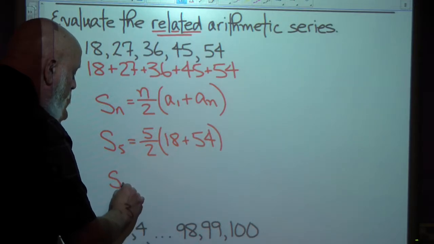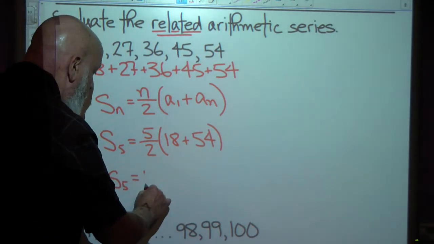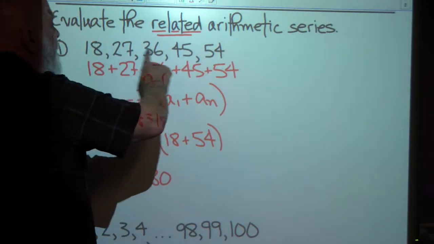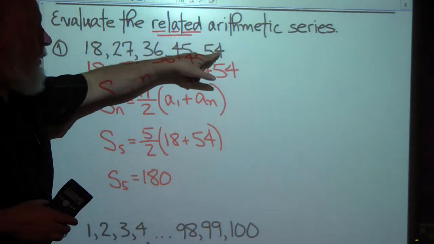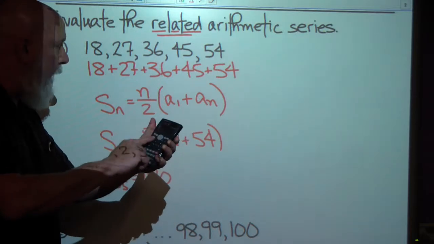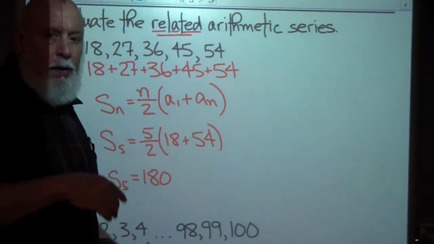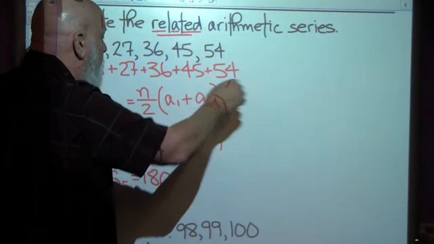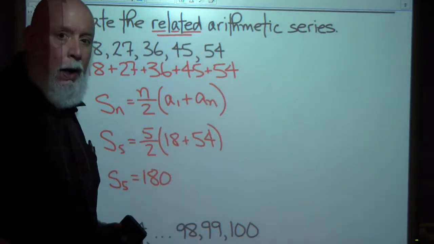And no matter how you do it, you should get 180 if you don't break any of the rules of arithmetic. That's what we'll get if we add up these numbers. Now again, as I said, you could get 180 just as quick probably just by adding 18 plus 27 plus 36, et cetera, in a calculator, because there are only 5 terms. But if there were 100 terms, it'd be much quicker to just put the first term, the last term, and the number of terms into this formula and let the formula do the walking. Okay?